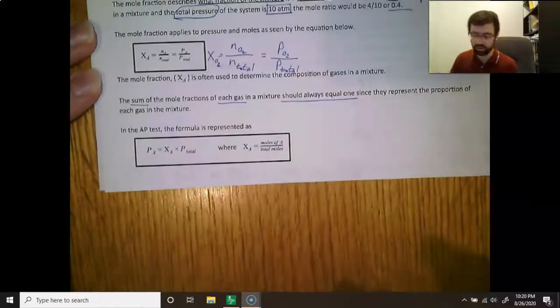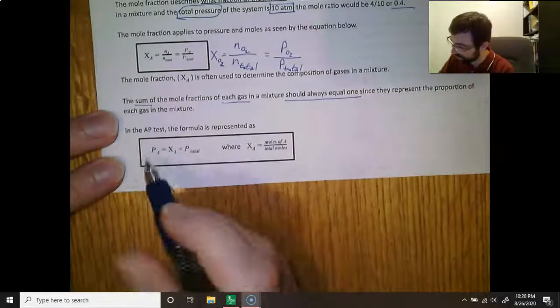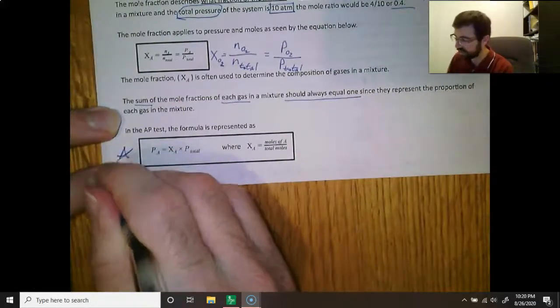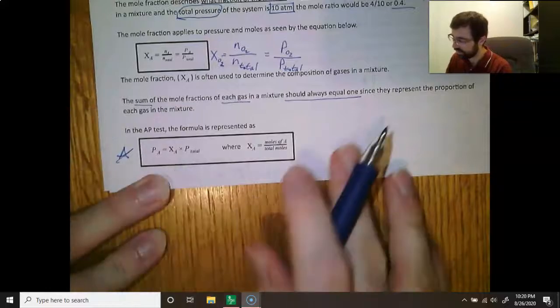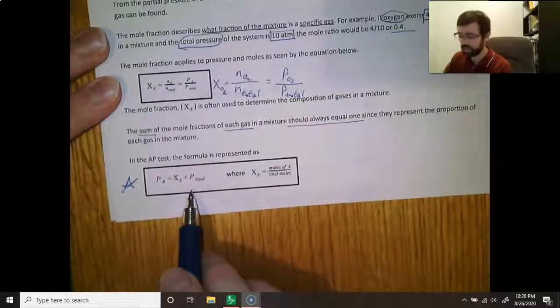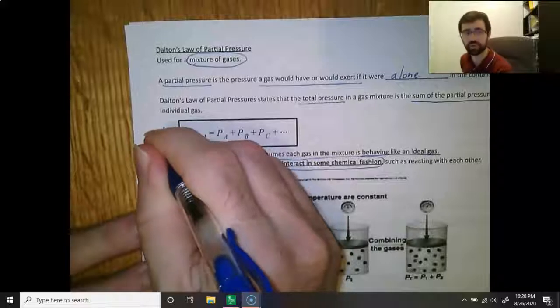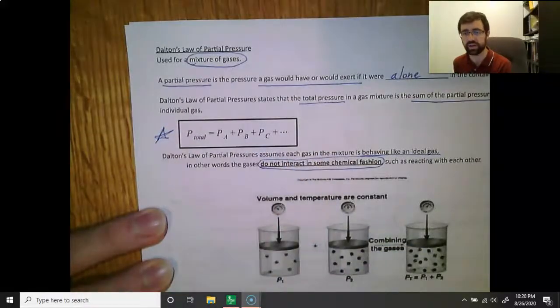On the AP test, you're going to see this form of the formula. You will also have this form of the formula. You will have both of those given to you on the formula sheet on the AP exam.